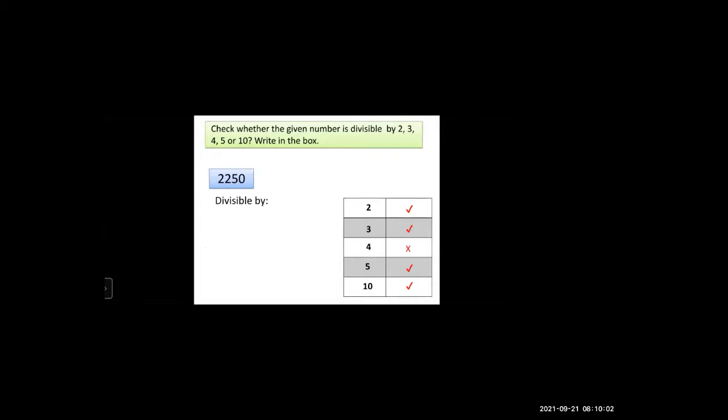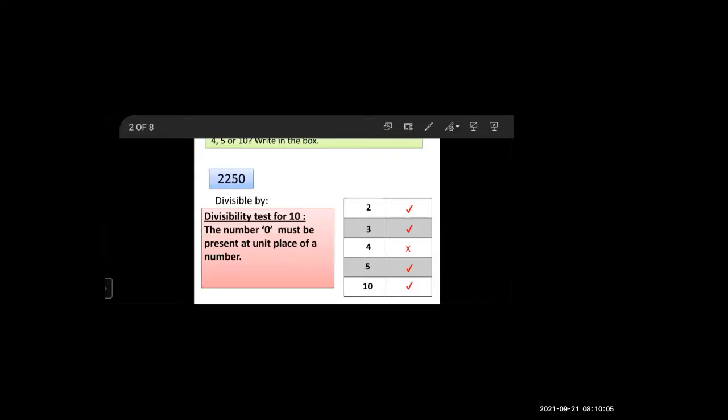Very good. If the last number is 0, that is, if the unit place has 0, we say that... where is the unit place over here? This one, the last one, okay? If it contains 0, only then we can say that the whole number is divisible by 10.